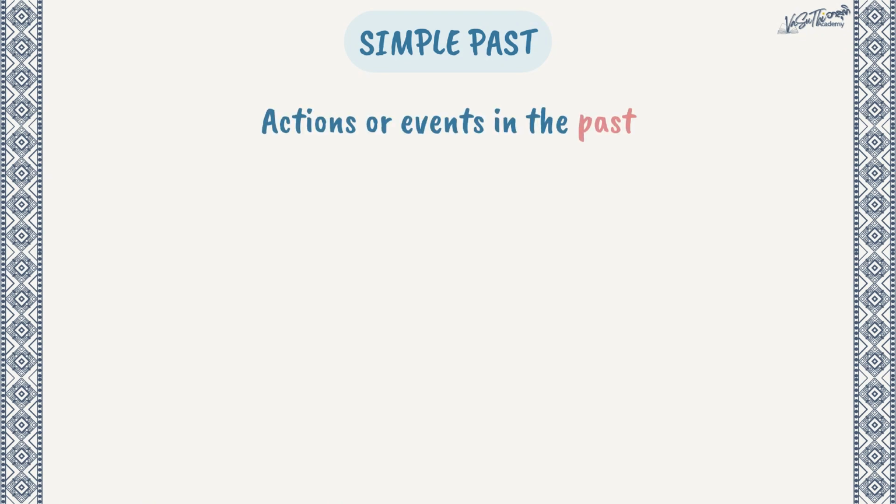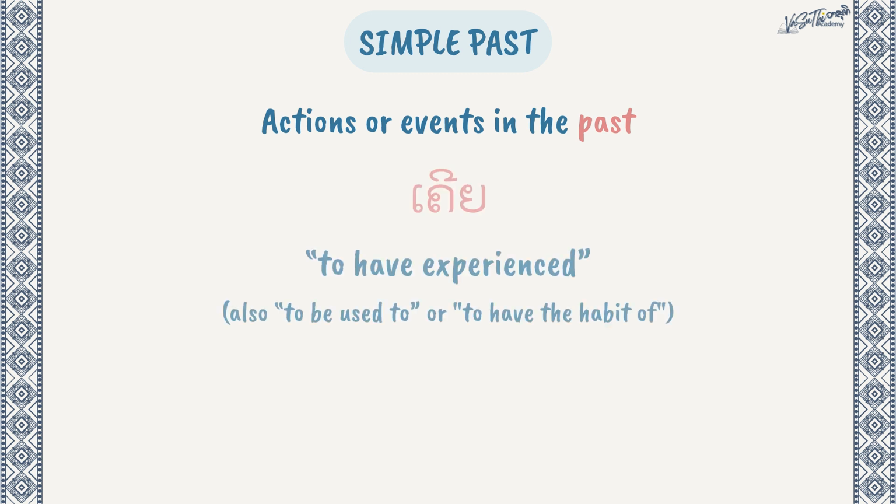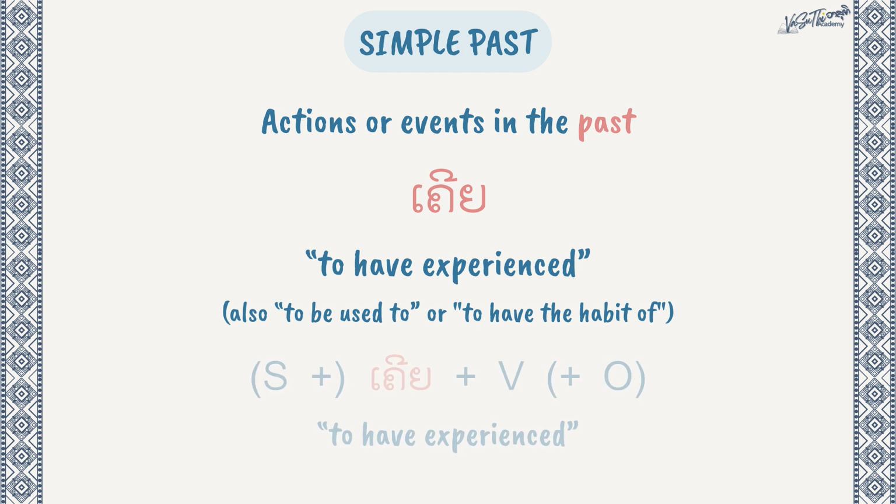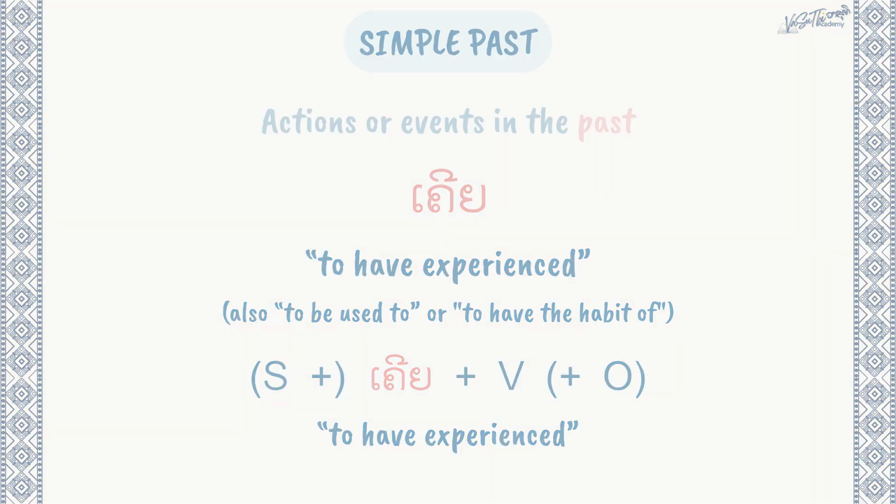To talk about past actions or events, you can also place the term เคย before the verb, which means to have experienced in an unspecified past. Also, to be used to, to have the habit of. This gives us the following structure. Subject เคย verb with or without an object complement.